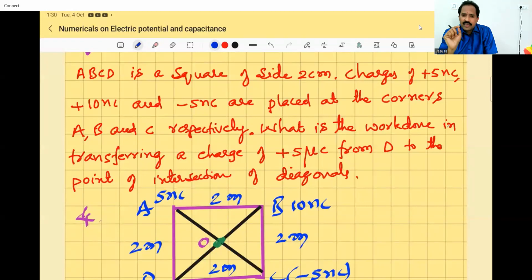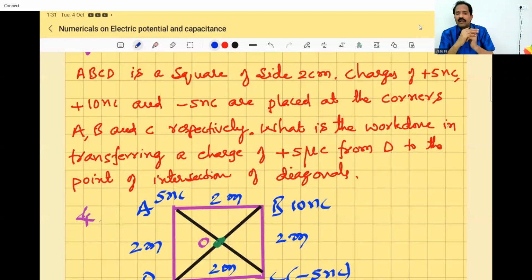Look at that. ABCD is a square of side 2 centimeter. That means you are supposed to draw one square. Mark it ABCD and assign the charges. Plus 5 nC, 10 nC, minus 5 nC are placed respectively at A, B, and C. You must put the charge 5 nC at A, 10 nC at B, and minus 5 nC at C. Care must be taken to see that. And what is the work done in transferring a charge of plus 5 microcoulomb from D to the point of intersection of diagonals? This problem carries 5 marks.